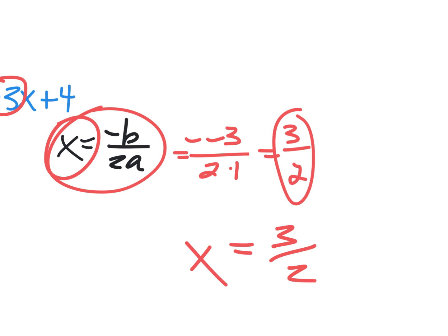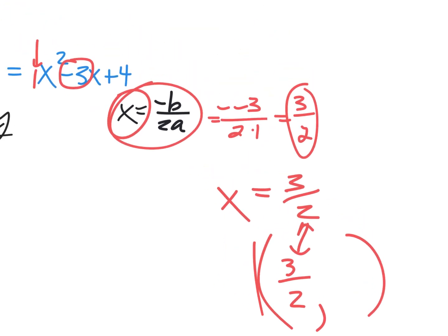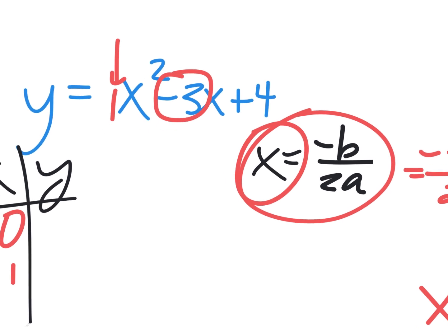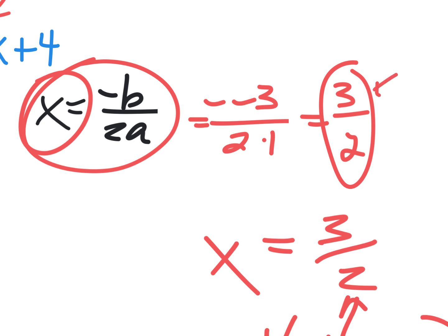That's how you can tell what the axis of symmetry is, and that's how you can tell what the first part of the vertex is. Because these are always the same as each other. Do you get what just happened there? I did negative b over 2a, which is negative that over 2 times that, and it gave me 3 over 2.